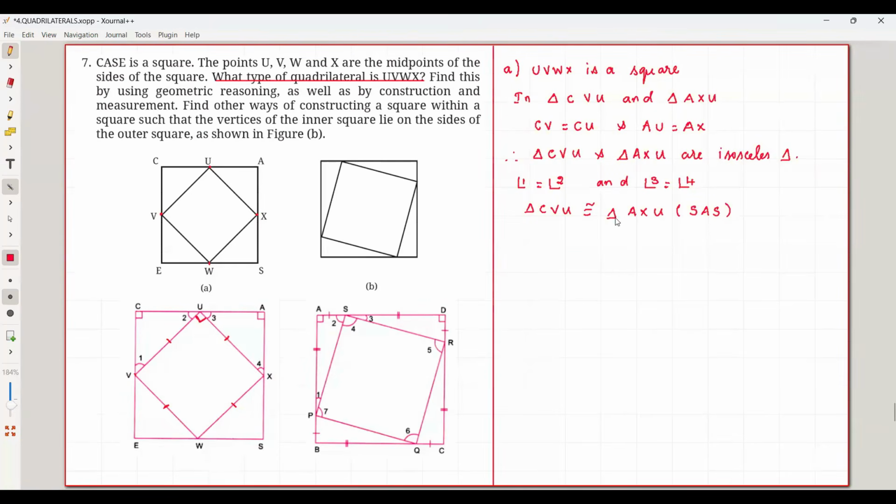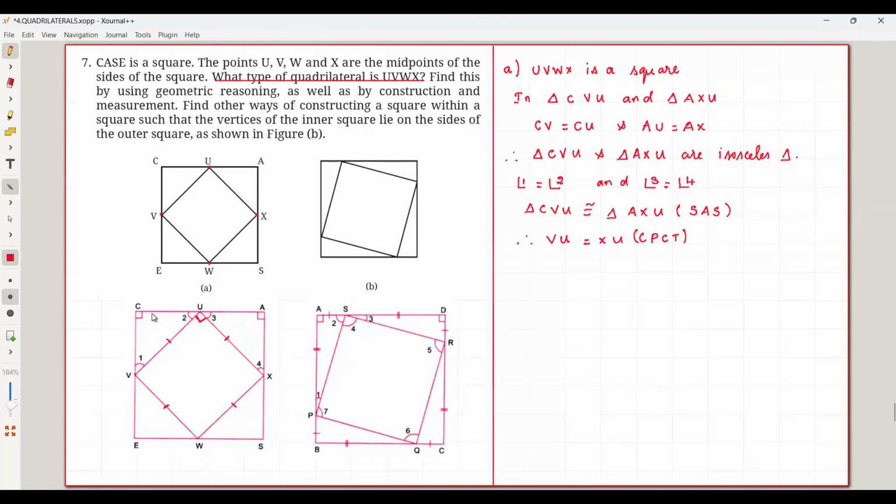Now we have proven these two triangles are congruent. Therefore, I can say VU is equal to XU based on CPCT, corresponding parts of congruent triangles. I have proven these two sides are equal. Next, I want to prove angle U is 90 degrees.